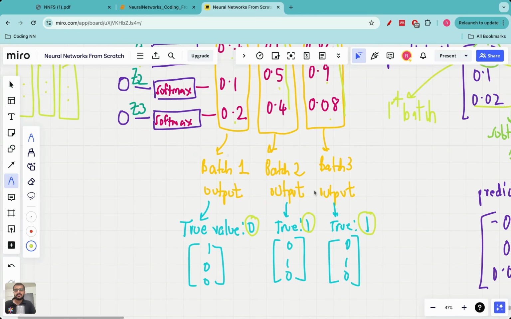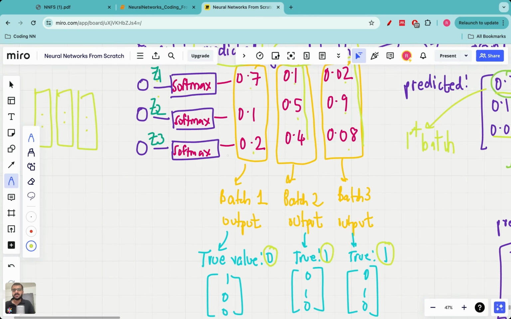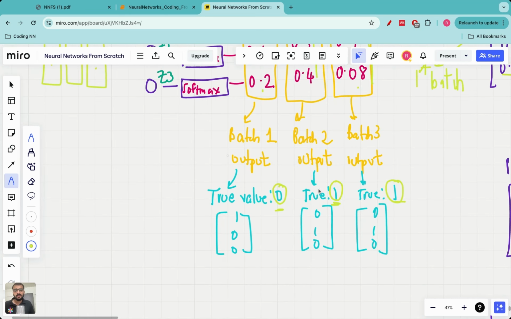So what does this mean? This means that for the first input batch, the first neuron is activated. So if there are three classes of the output, red, green, and blue, the answer is the first class. That's what this 0 means. True value equal to 1 means that the answer is equal to the second class, and true value equal to 1 again means that the answer is equal to the second class. So for the first batch of input, the true value is the first class. For the second batch of input, the true value is the second class, and for the third batch of input, the true value is the second class.